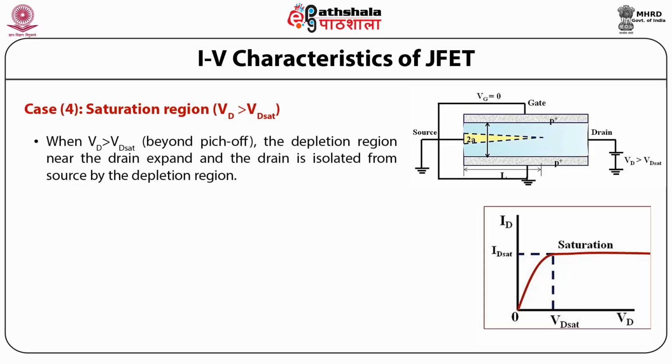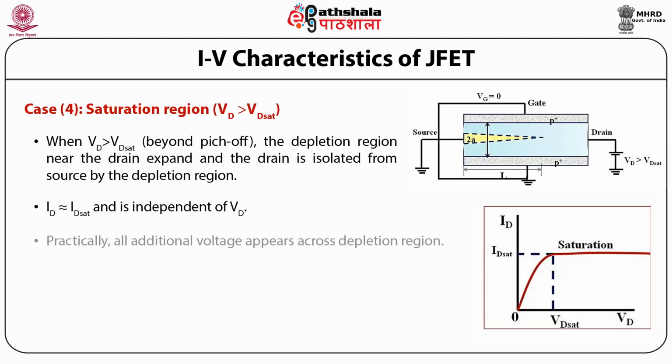When Vd is greater than Vd saturation, beyond pinch-off, the depletion region near the drain expands and the drain is isolated from the source by the depletion region. So, ID is approximately equal to ID saturation and is independent of Vd. So practically all additional voltage appears across the depletion region.